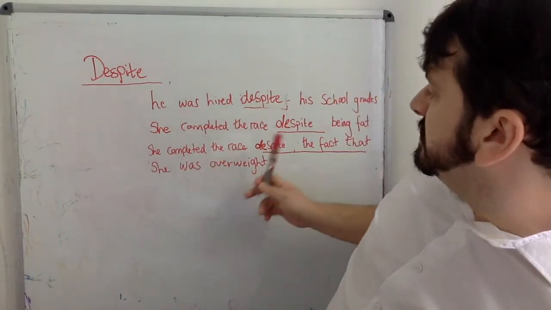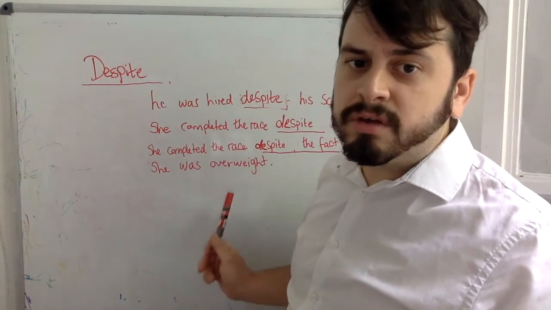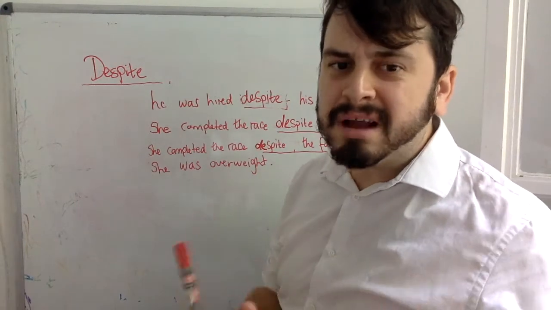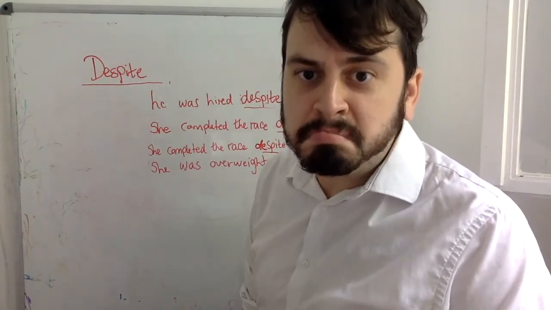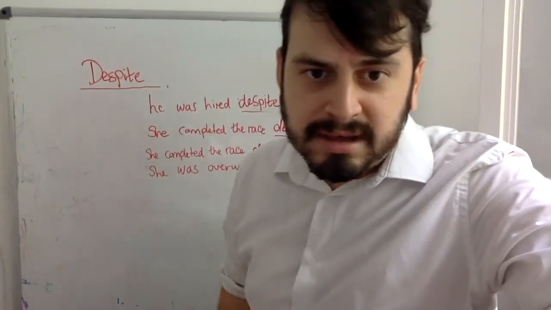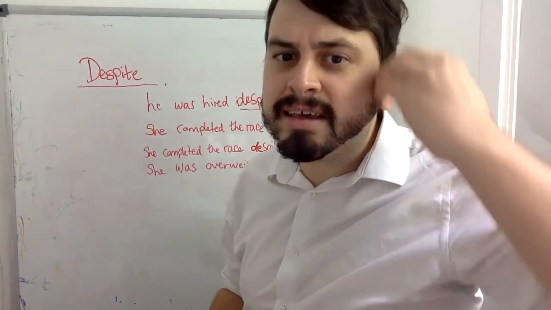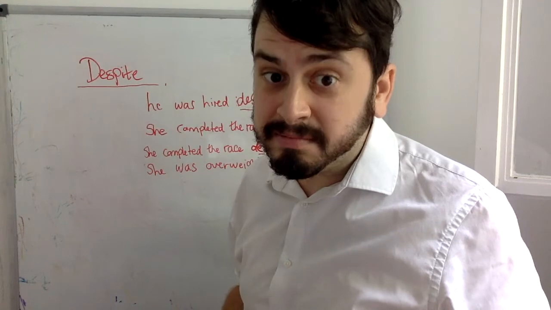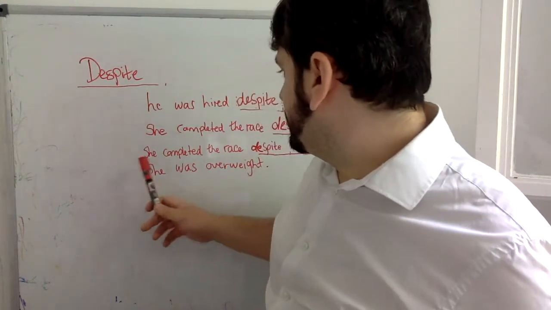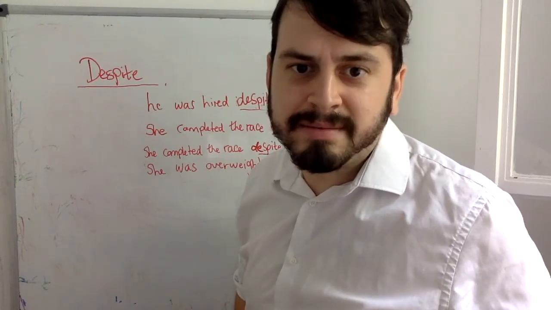She completed the race despite, I want to use a sentence, despite the fact that she was overweight. Overweight is a much nicer thing to say than fat. If you call someone fat, that's not very nice. Don't call me fat. Don't call any of your friends fat. It's not nice. It's better to say overweight. It's kind of nice. It's like saying, I think you should eat less Big Mac and eat more salad. But congratulations to this lady. She completed the race despite the fact that she was overweight.